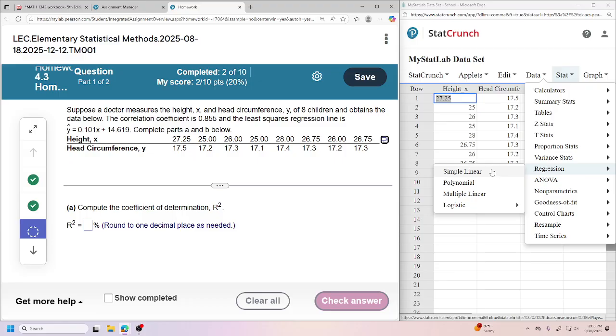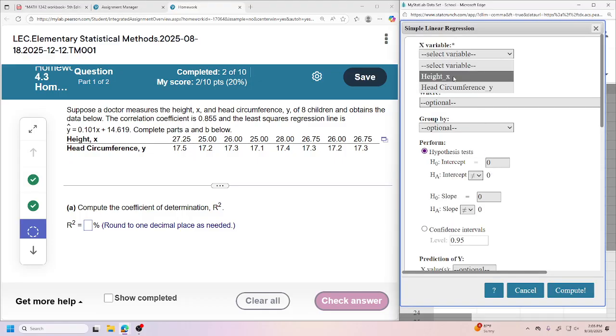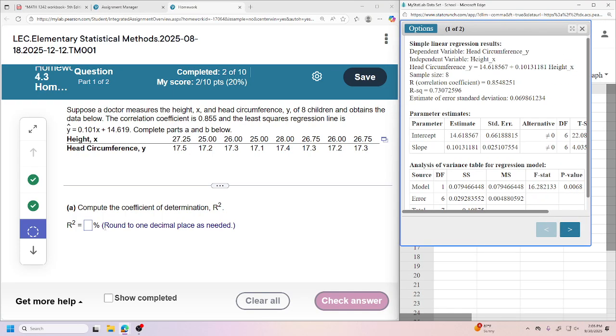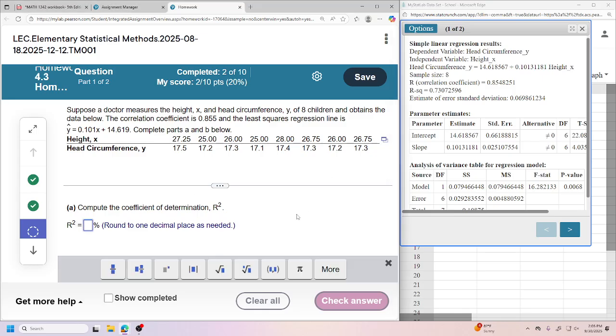So Stat, Regression, Simple Linear. See how it says X and Y right here? So put X with X and put Y with Y. But that's why I was saying about number 9. It doesn't do that. So we have to know which one to put. That's why I said on number 9 what to do. Okay, I'm just going to hit compute. And it gives us a lot of numbers. Out of all those, I'm looking for R. What's the number that I'm going to put in the R?